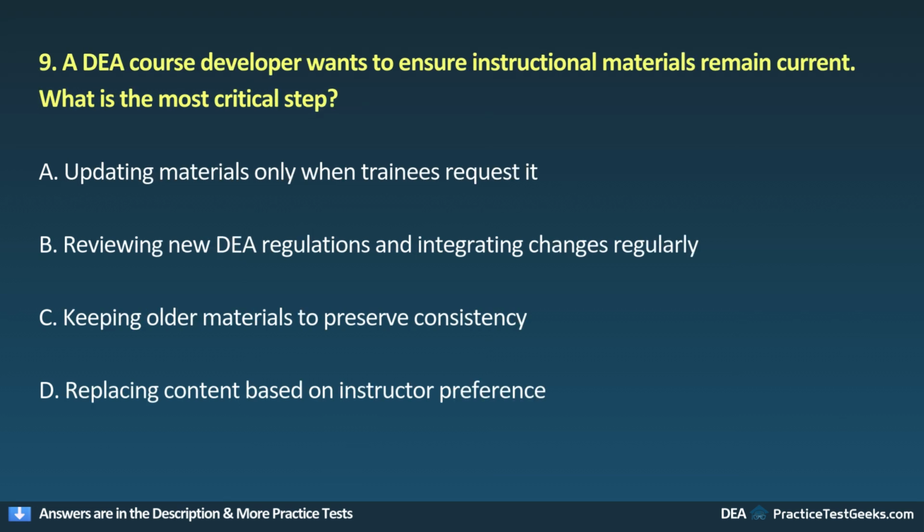9. A DEA course developer wants to ensure instructional materials remain current. What is the most critical step? A. Updating materials only when trainees request it. B. Reviewing new DEA regulations and integrating changes regularly. C. Keeping older materials to preserve consistency. D. Replacing content based on instructor preference.